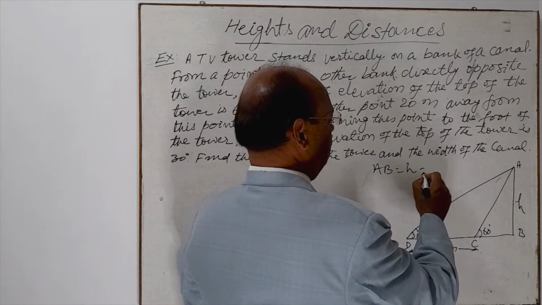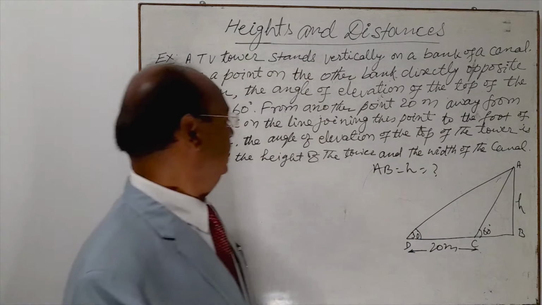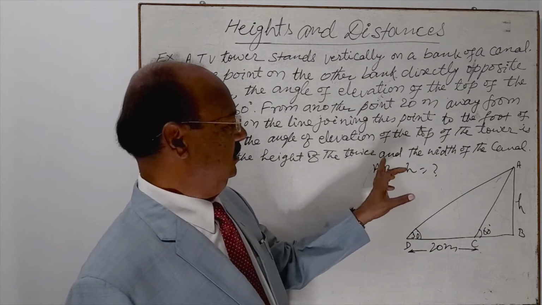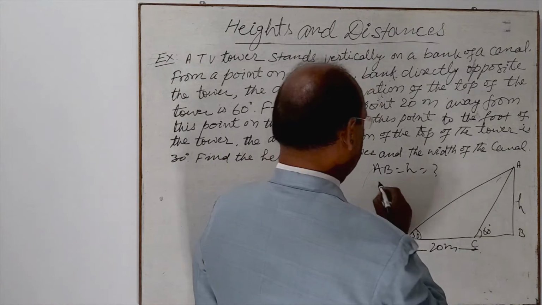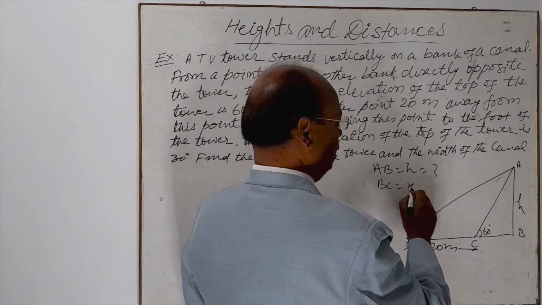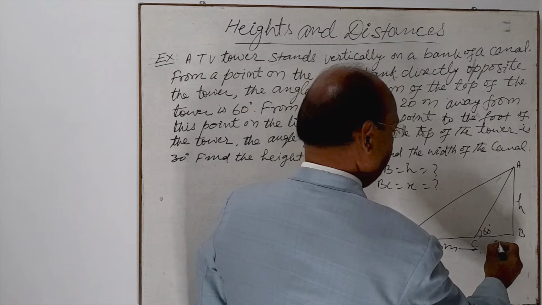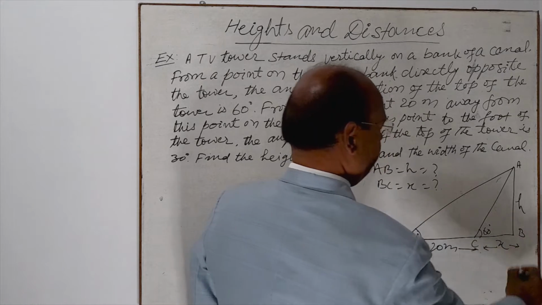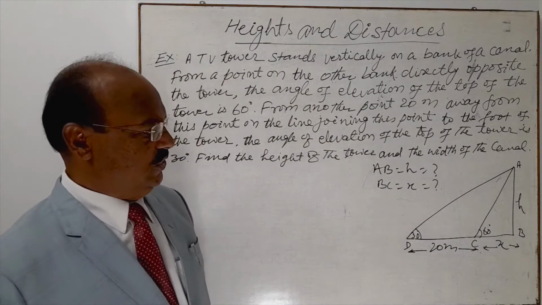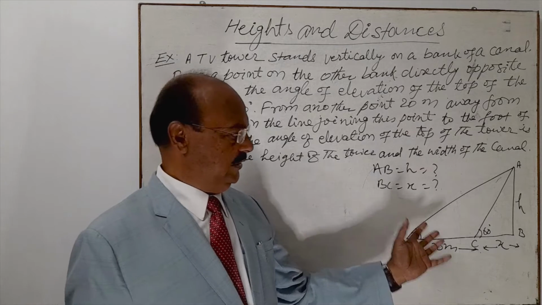AB is H, this we have to find out, and the width of the canal is BC. We have supposed X here, this we have to find out. BC is X. Question is very simple. Try to understand.